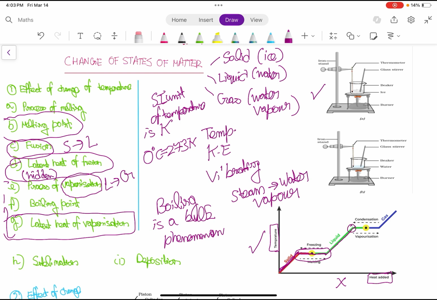Again, this point is the boiling point. Again, in the vaporization process, the temperature of the system is the same. And finally, the gaseous state is reached.